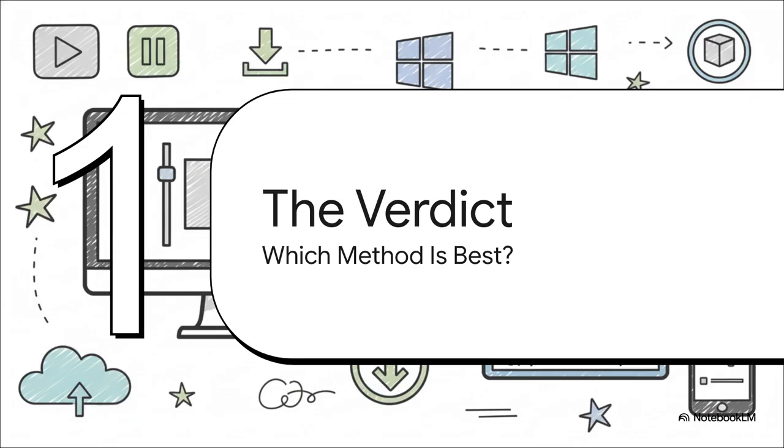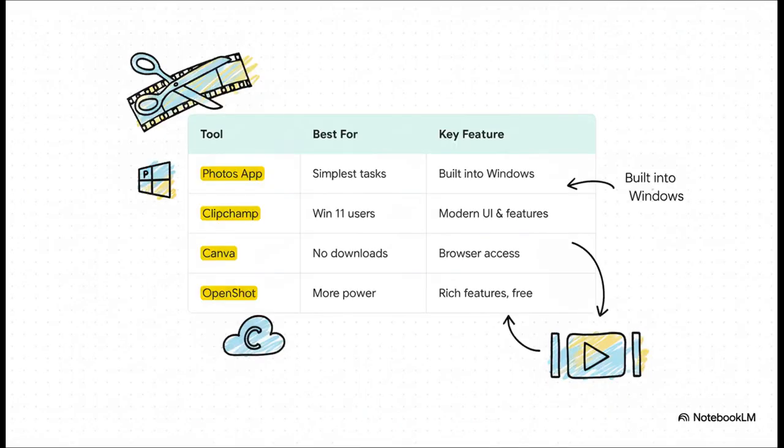Okay, so we just ran through 4 different ways to get this done. We've got built-in apps, online tools, and a powerful downloadable editor. So the big question is, which one is actually the right one for you? Well, let's break it down real quick. If you just want the absolute fastest, no-frills cut, use the Photos app. It's already there. If you're on Windows 11 and want something a little nicer to look at with a few more features, Clipchamp is your best bet. If you hate installing new software, Canva is the obvious online choice. And if you think you might want more editing power down the road, go ahead and grab OpenShot. It's free and incredibly capable.